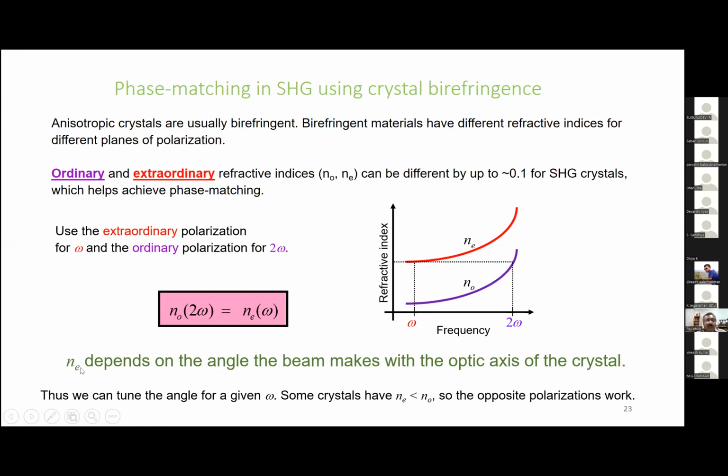The extraordinary refractive index depends on the angle the beam makes with the optic axis of the crystal. But the ordinary refractive index does not have any such dependence. So therefore, if we can tune the angle for a given omega, we can achieve phase matching. For some crystals, NE is less than NO, so the opposite polarizations will work.